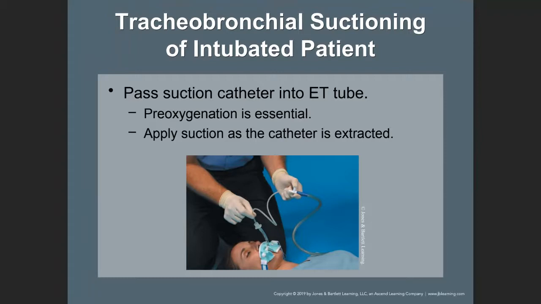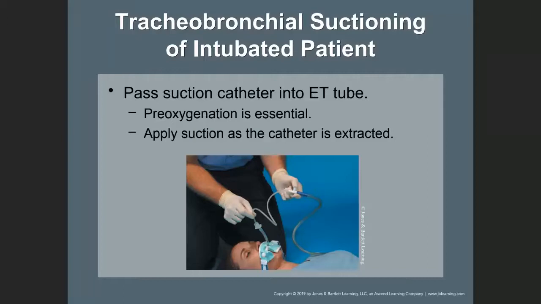Tracheobronchial suctioning of an intubated patient. If the patient has an endotracheal tube, the patient needs to be pre-oxygenated. Pre-oxygenation is essential to keep the pulse oximetry close to or at 100%. Apply suction as the catheter is extracted.